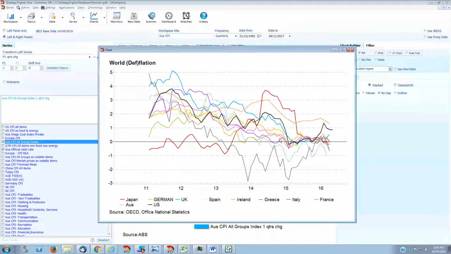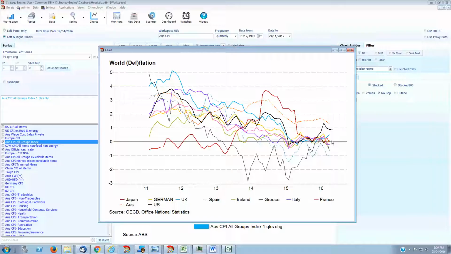And I guess we draw our eye to the most recent observations, and essentially all the European countries have got either zero or slightly negative inflation, with Spain, Ireland, Greece all in negative territory, along with Italy, France. The UK has generated some slight positive inflation, and sticking above that, the black line is US inflation. This is headline inflation at around about 1%.